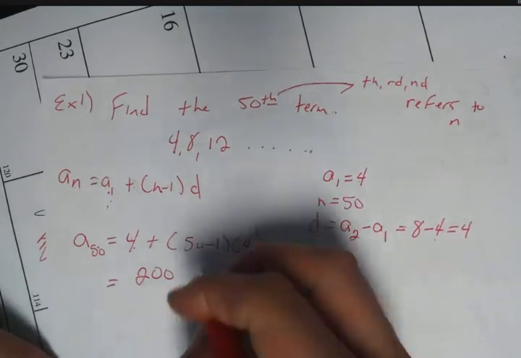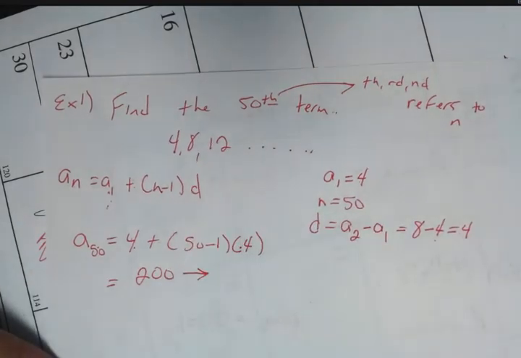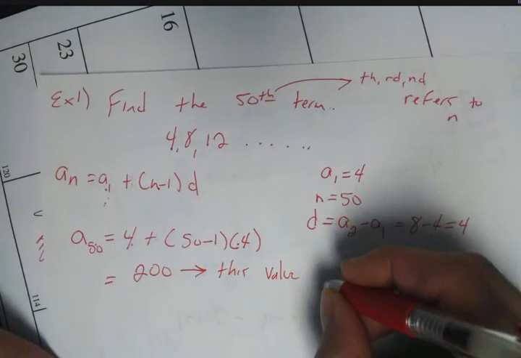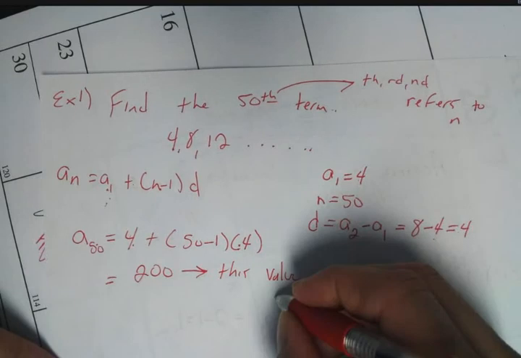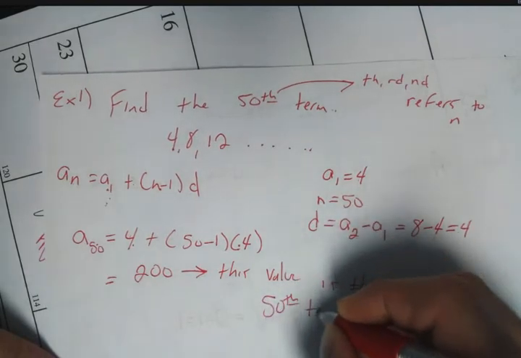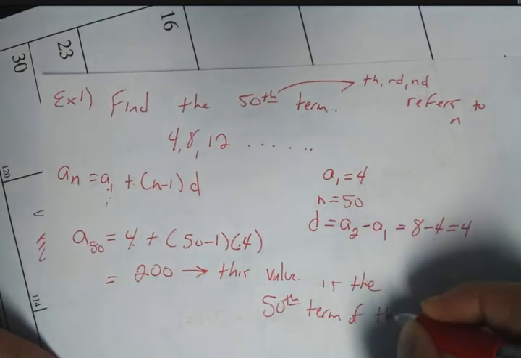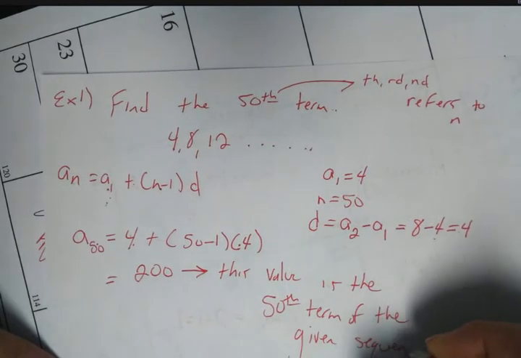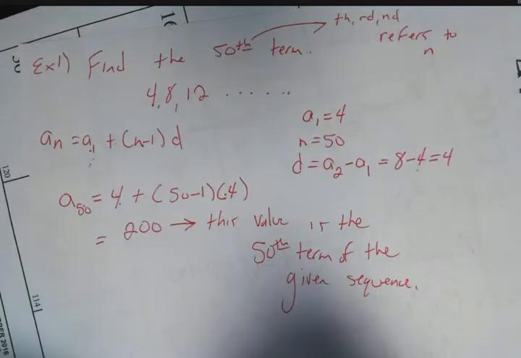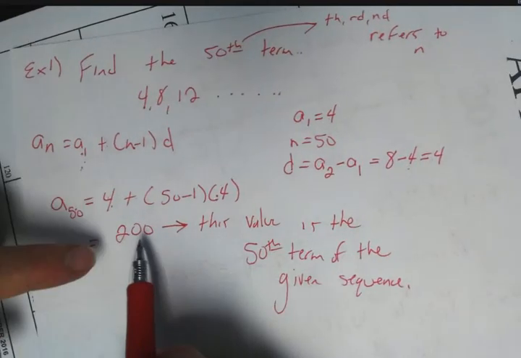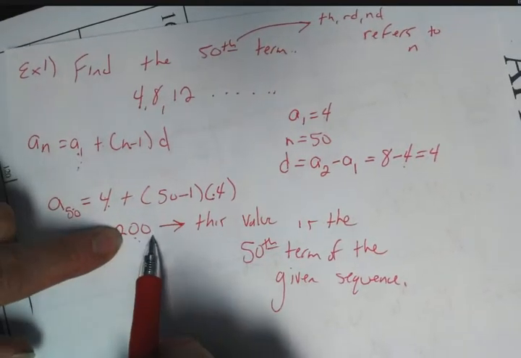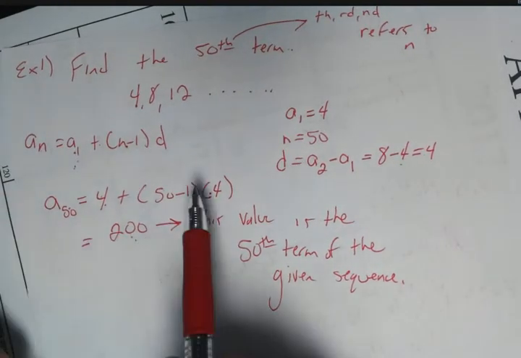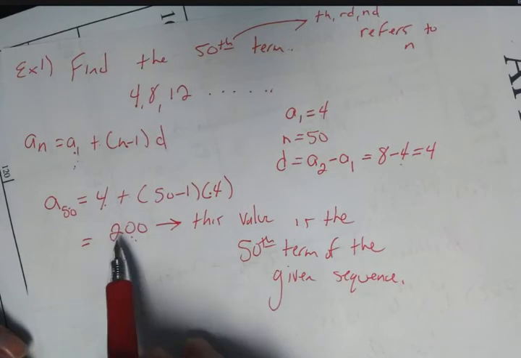So this value here is the 50th term of the given sequence. It is important that you understand that this is the value of the 50th term. This isn't the 50th. This isn't saying I'm going to add anything up. This isn't saying that I'm looking at the 200th term.